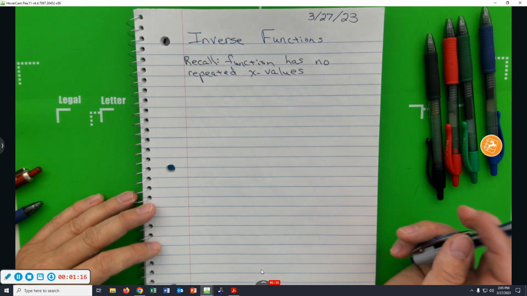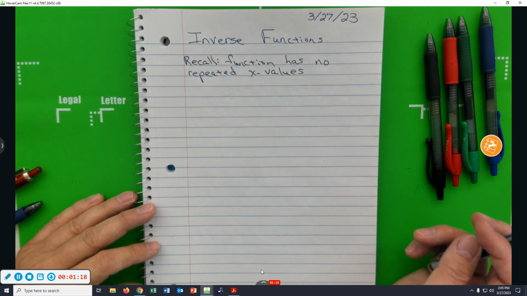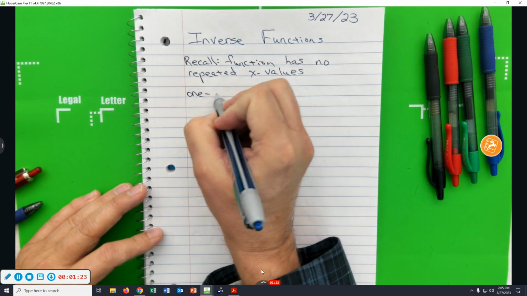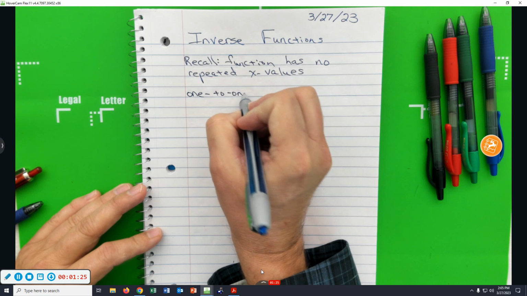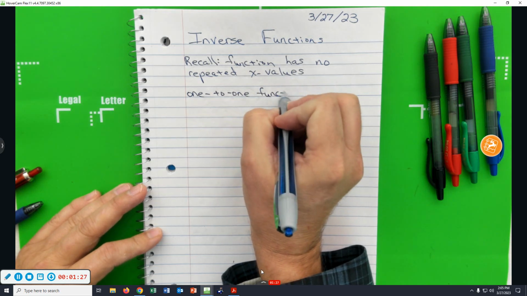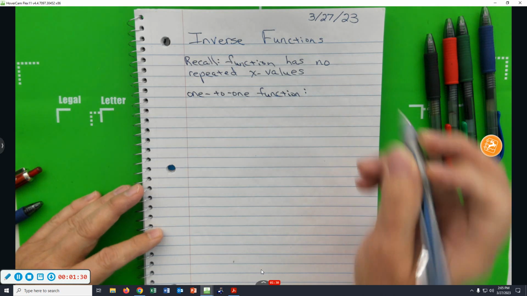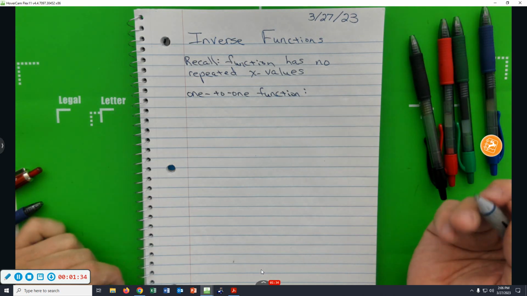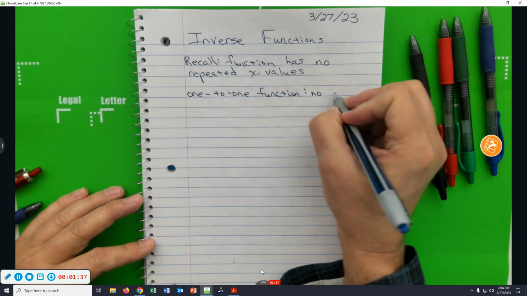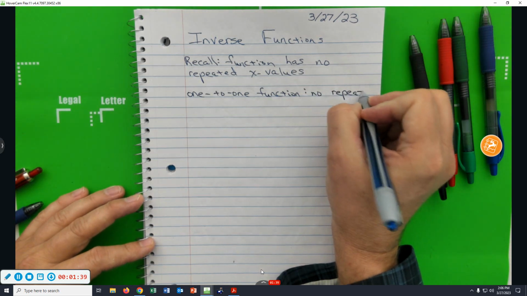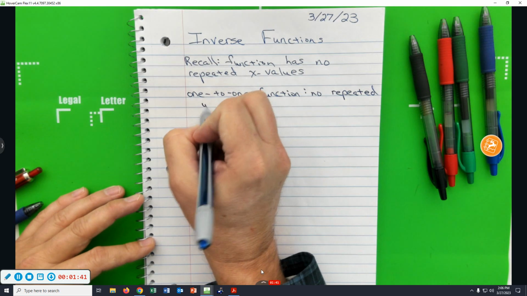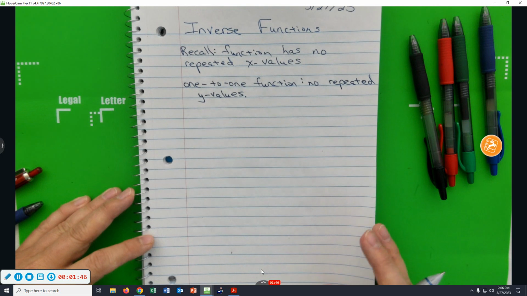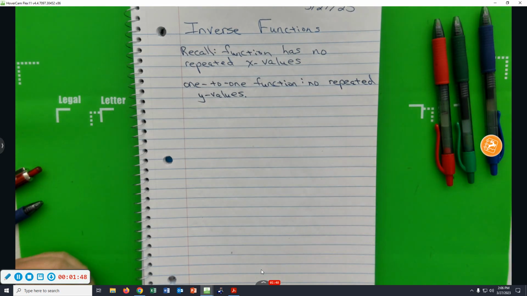A function that is said to be one-to-one has no repeated y values. And it's hyphenated: one-to-one function. So if it's a one-to-one function, in addition to having no repeated x values, it has no repeated y values. So here's an example of a one-to-one function.